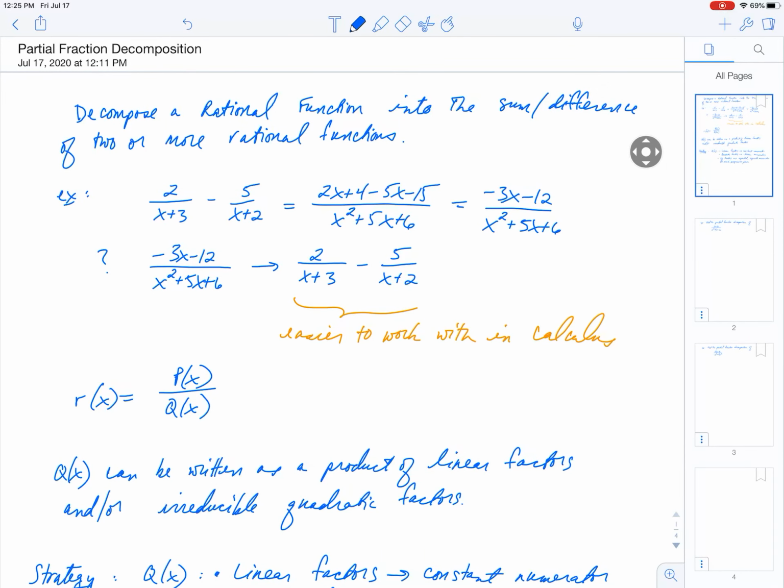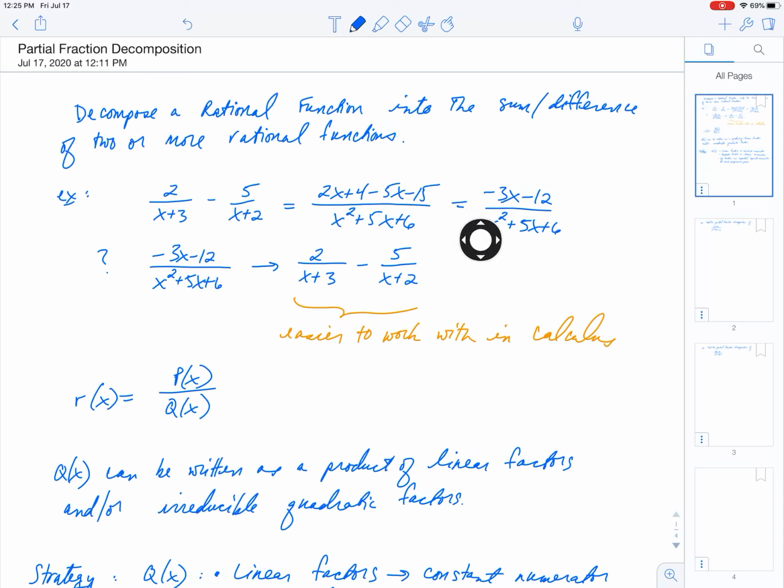So welcome to our pre-calculus video on partial fraction decomposition. What we're trying to do is decompose a rational function into the sum or difference of two or more rational functions. We know that you can take the two rational expressions, 2 over x plus 3 minus 5 over x plus 2, and combine those to get negative 3x minus 12 over x squared plus 5x plus 6. What we're going to learn how to do is the opposite.